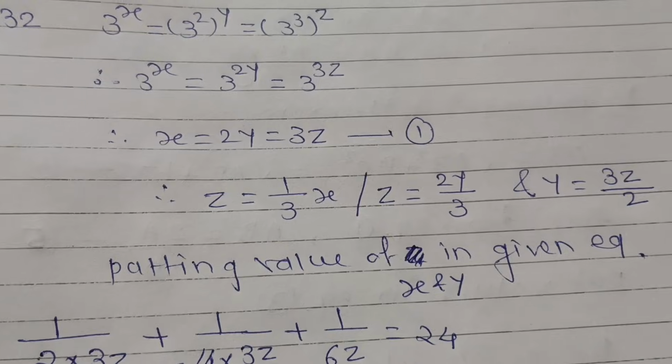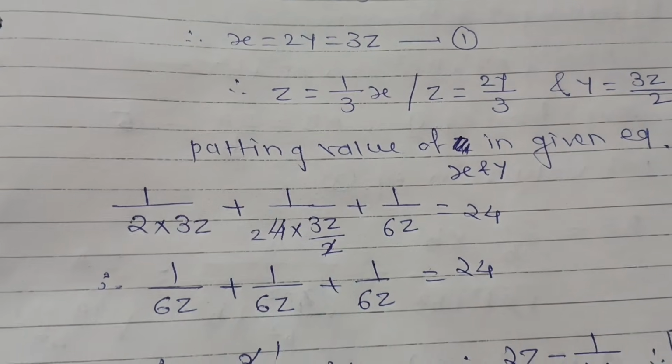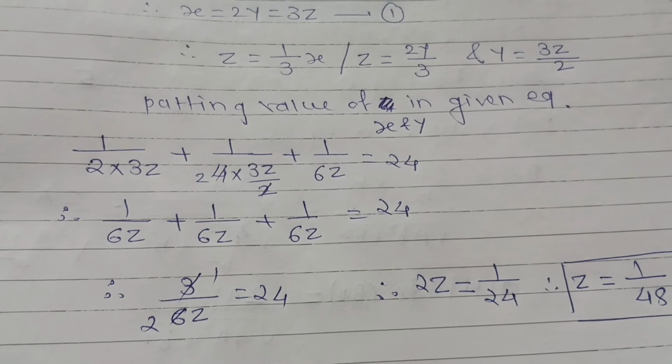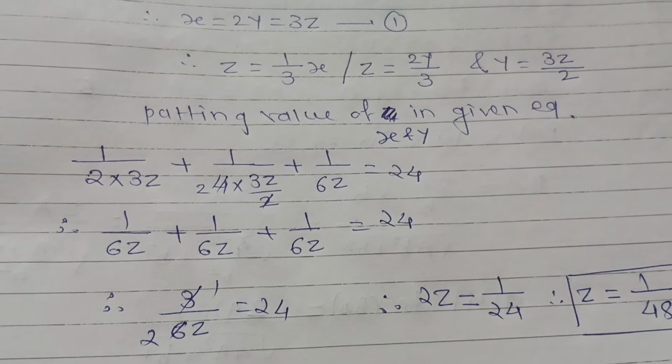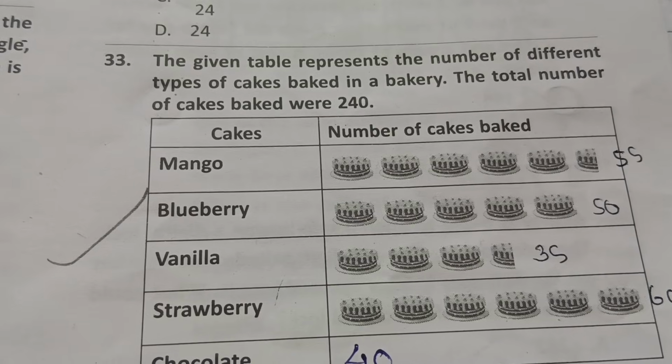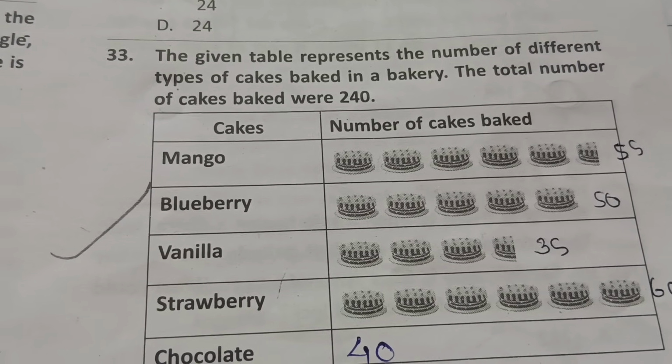Now we will put the values of x and y in the given equation, and after solving the equation, we get the value of z as 1 upon 48. Hence option A. Question number 33. The given table represents the number of different types of cakes baked in a bakery. The total number of cakes baked was 240.